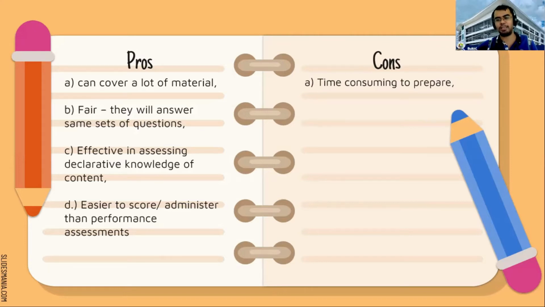Disadvantage for this one, this is very time consuming to prepare, especially if you are making multiple choice. It is difficult to make distractors, jokers, or these are the wrong answers, because you have to make other options plausible, attractive, because it's not a good item if it is obviously correct or obviously wrong. So you have to make other options closely related to the correct answer.